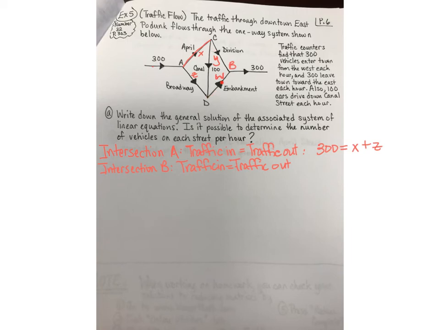So traffic in to intersection B is Y plus W. Traffic out is 300. So equation-wise, that is Y plus W equals 300. Notice that we have 4 variables. This is just thinking ahead. We have 4 variables, so here you're thinking we probably should have 4 equations, or we're hoping we do anyway. We will. Okay? So let's continue.